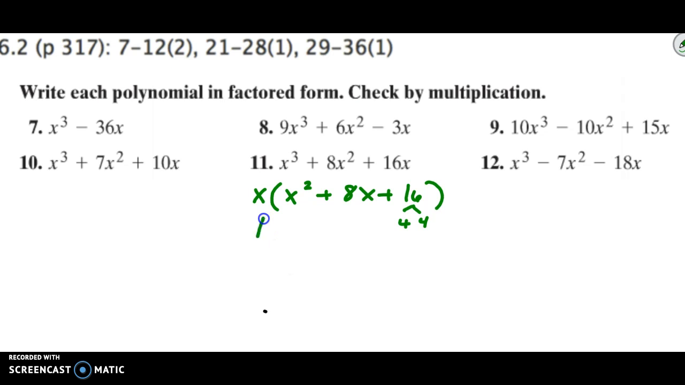So we bring this x down, and then we have x plus 4 and x plus 4. You may leave it perfectly like this. It's okay. You would get full credit. But you can also write that as x times the expression x plus 4 and then the quantity squared because you have 1, 2 of those same expressions. All right, let's take a look at 21 through 28.